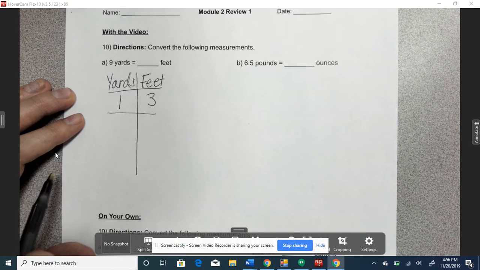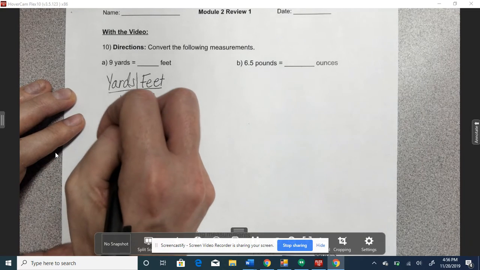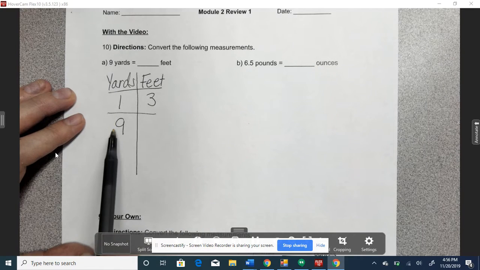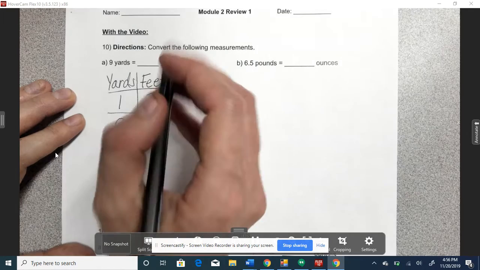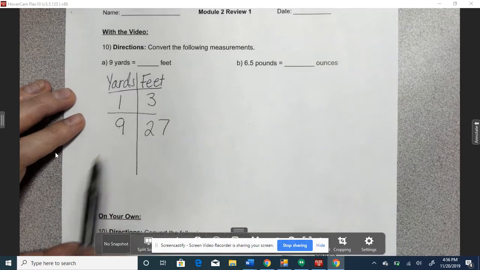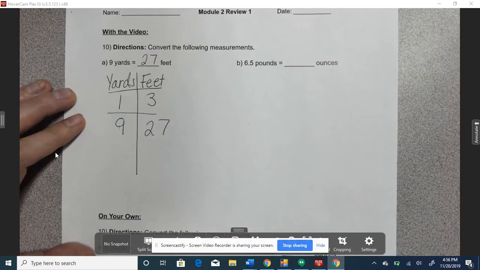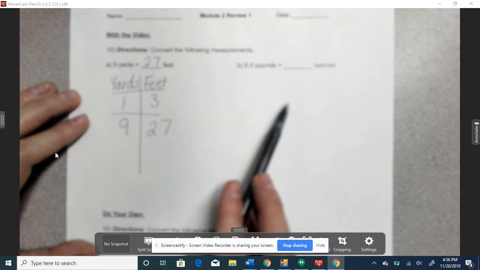I'm going to use that to help me with the next one. 9 yards is, let's see, we said 1 times 3 equals 3. So 9 times 3 is going to equal 27. So 9 yards equals 27 feet. My answer is 27. Let's try the same strategy for B.